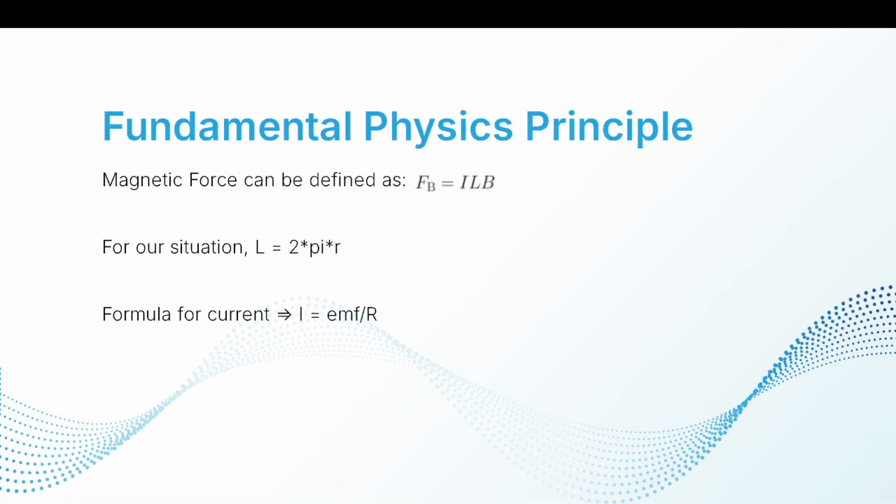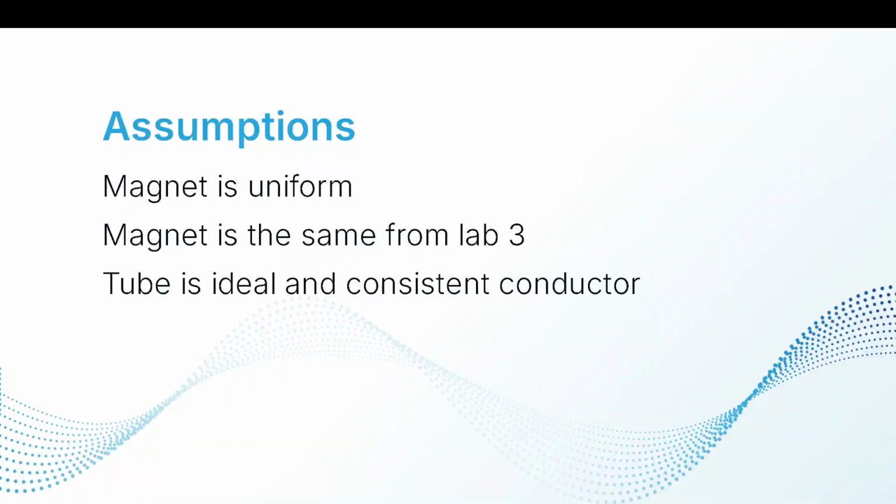Now the magnetic force can be defined as I, the current, cross product of L and B. L for this situation is just the circumference of the tube, which is 2 pi r, and the formula for current is I equals EMF divided by R. The magnet is supposed to be uniform and the same as from lab 3 in our assumptions, and the tube is supposed to be ideal and consistent throughout.